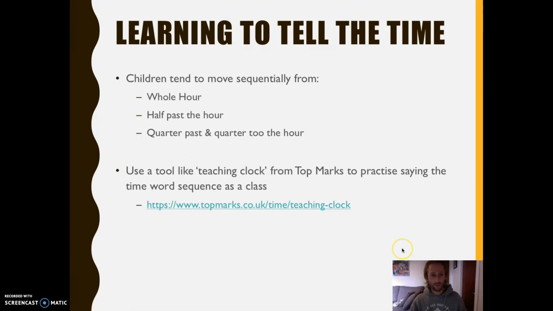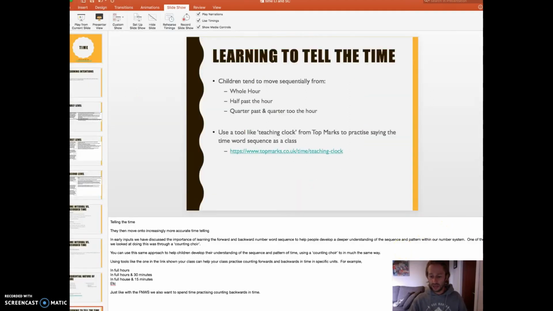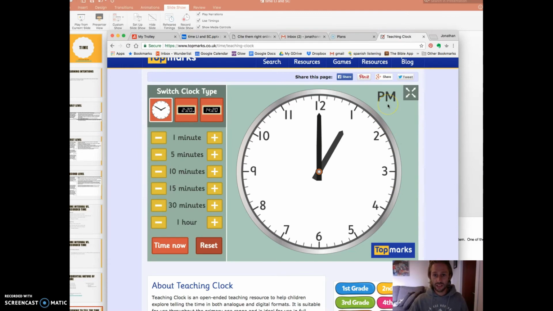So if I come out of this presentation quickly and show you this clock, you can see it here. Oh, my mouse battery has just died. So what you can see is we have the clock in place here. And we can say to the children, right, boys and girls, we're all going to start counting in 1 hour. So we're at 12 o'clock. Let's count in an hour. Ready? 12 o'clock. 1 o'clock. 2 o'clock. 3 o'clock. It's very slow, this clock.